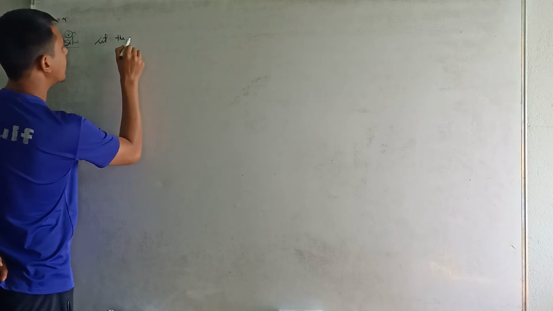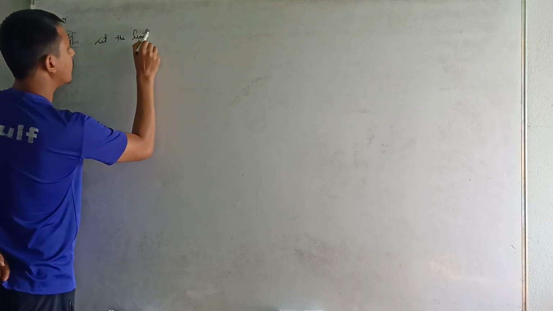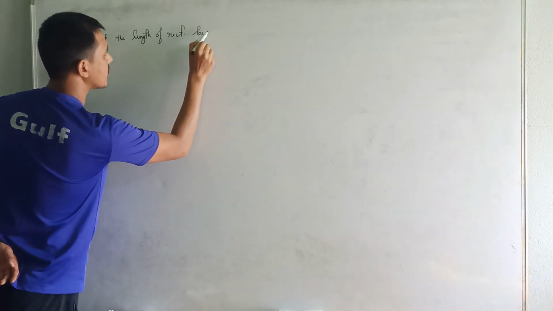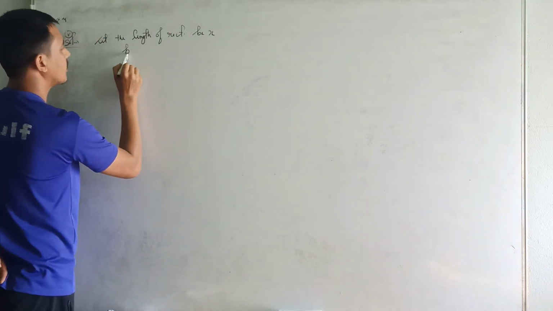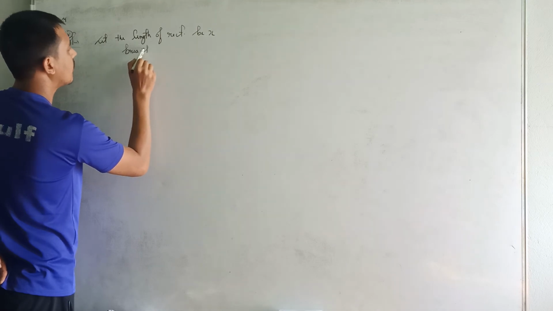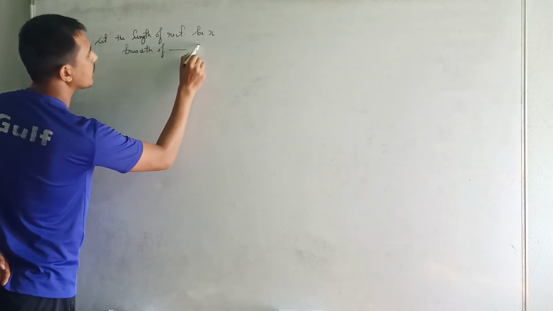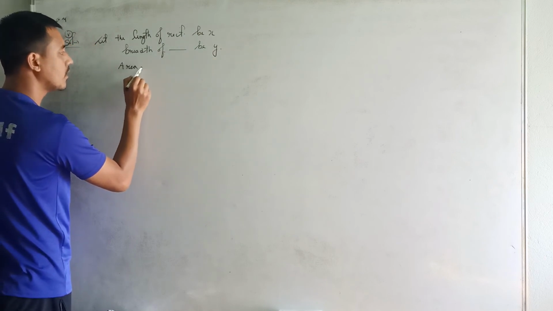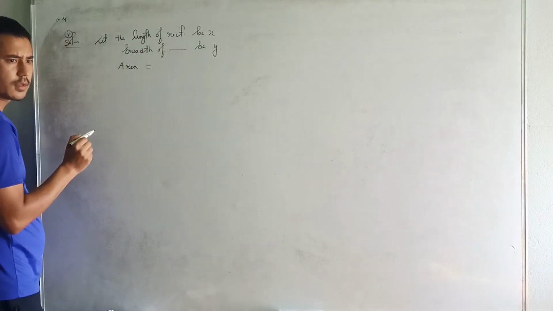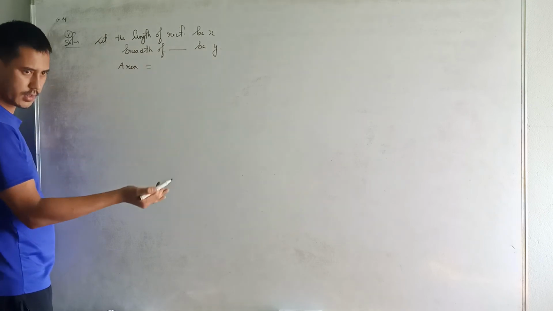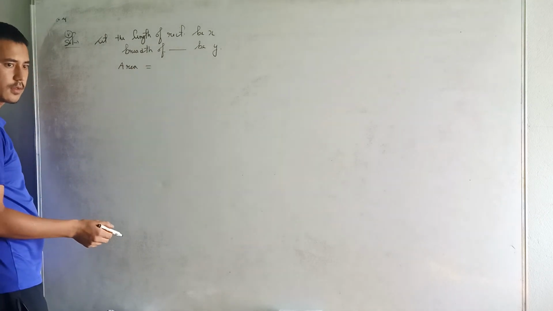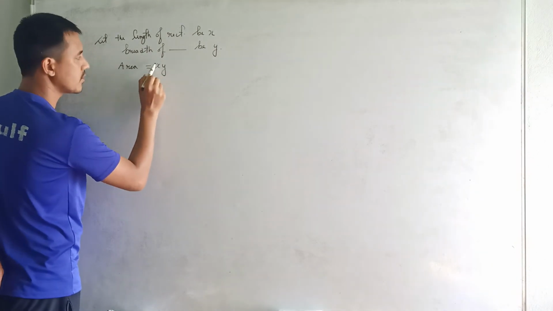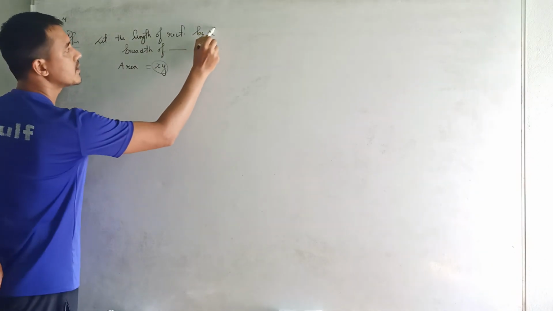So let the length of rectangle be x and breadth of rectangle be y, then what will be your area? Length is x, breadth is y, so area of rectangle, length into breadth, so it will be x into y. So this is the original area if this is your length and breadth.